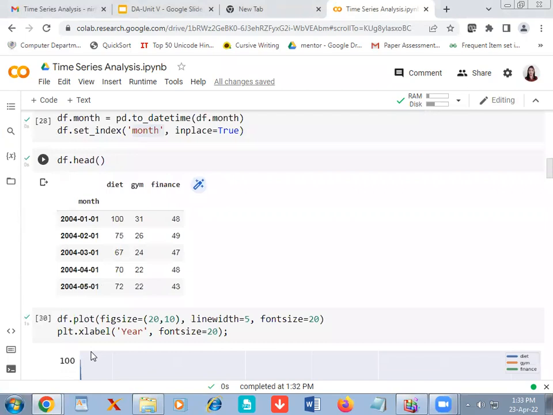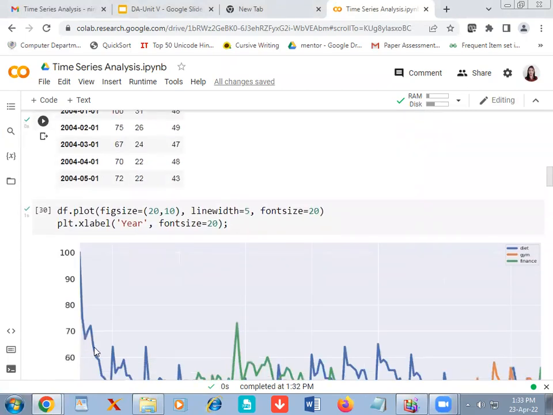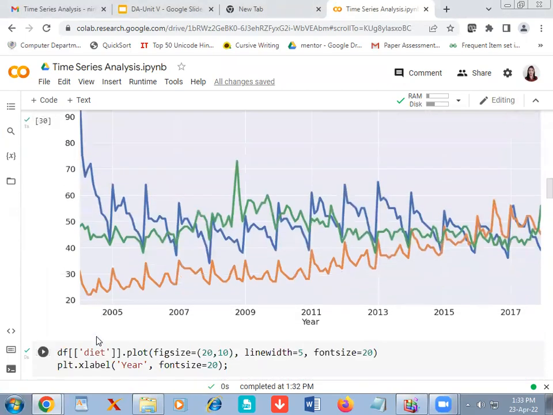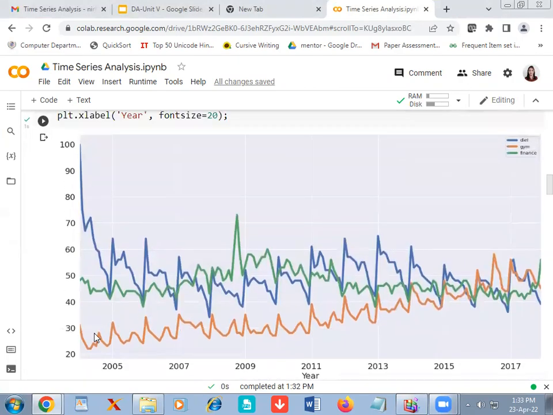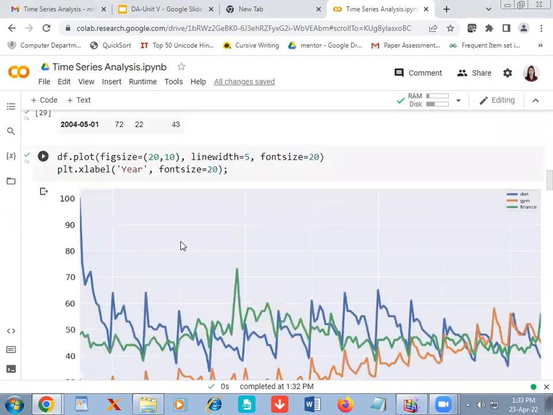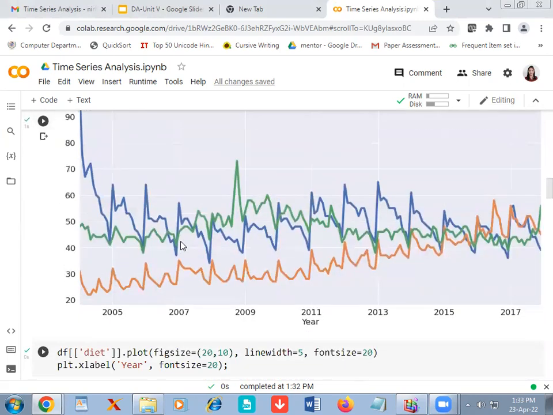Now I'm going to plot the year wise data of every particular thing. I have three columns: diet, gene, and finance. Blue will indicate the diet, orange will indicate the gene, and finance is the third. So this is the normal distribution without any pre-processing. We have only changed the timestamp.